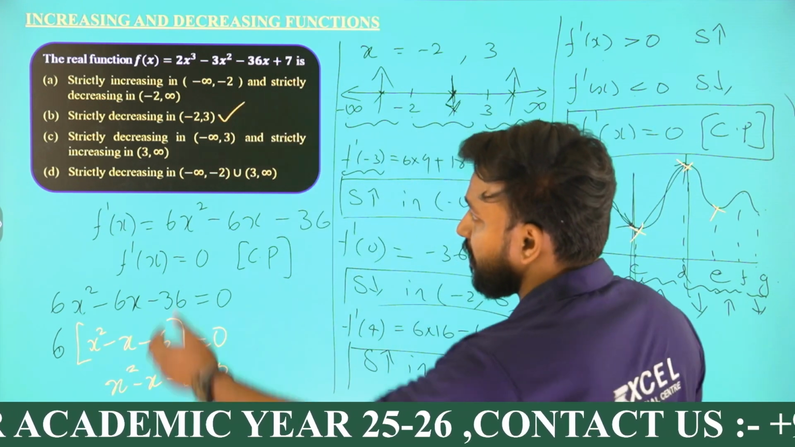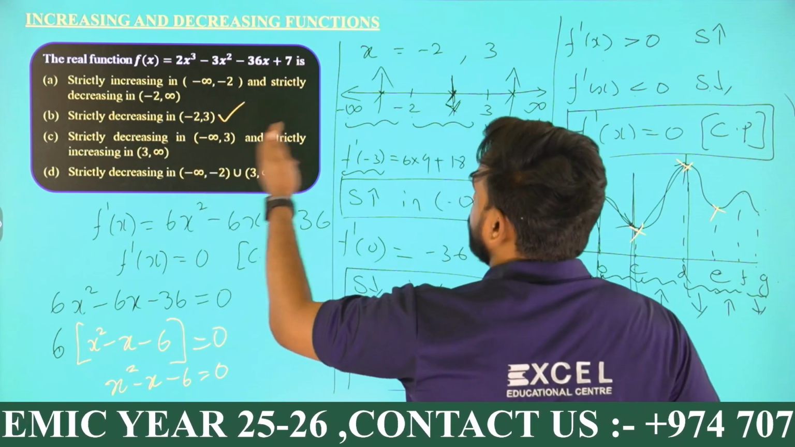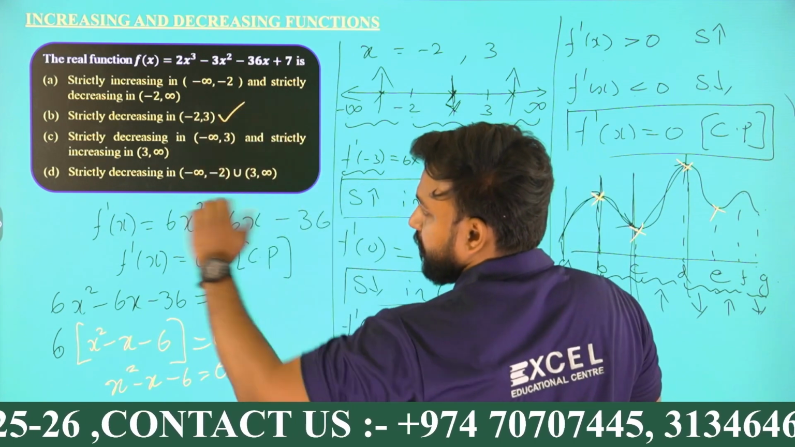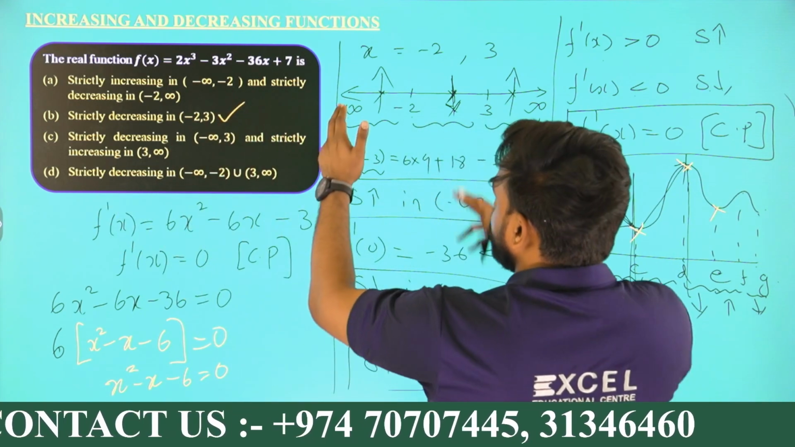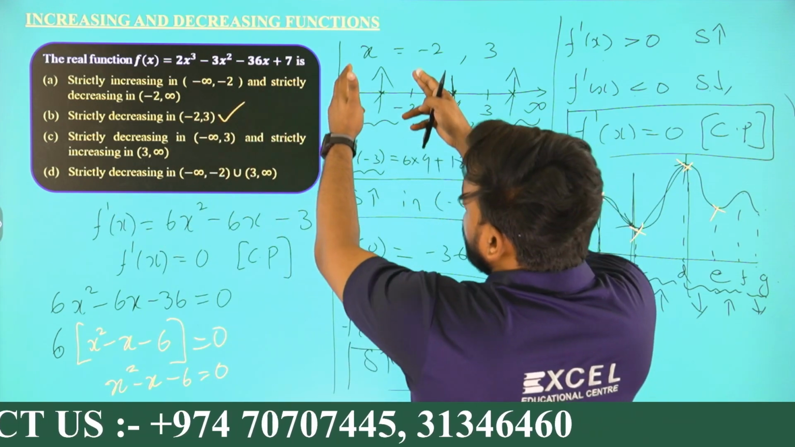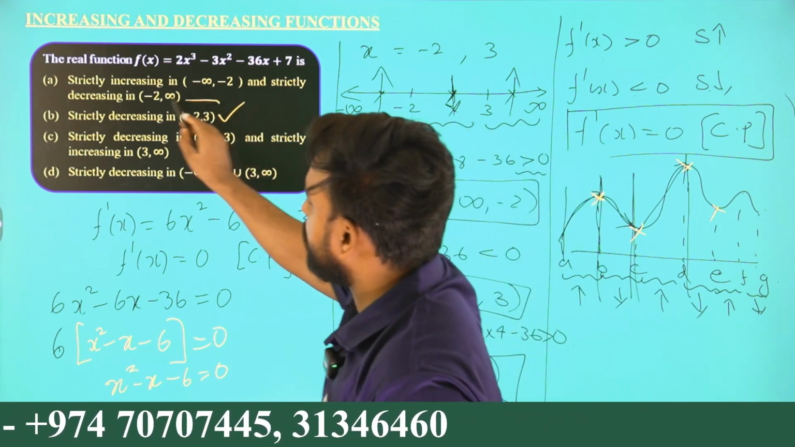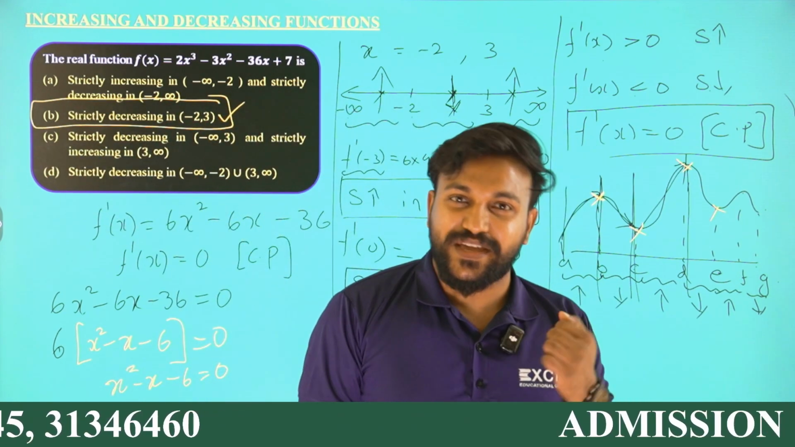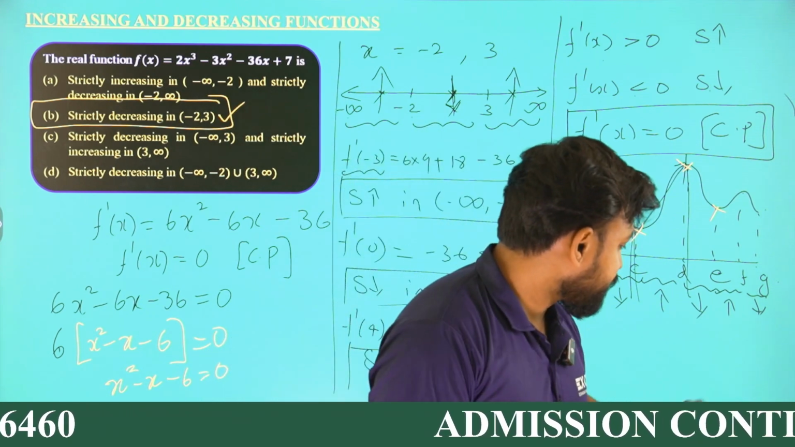Other options also. Strictly decreases from minus infinity to 3. Minus infinity to 3, yeah, it's increasing and decreasing both there, so it's not allowed. Strictly decreasing in minus infinity to minus 2, no, minus infinity to minus 2, it's increasing. So only option B is the correct one. Ready? So we can move into the next type of question.